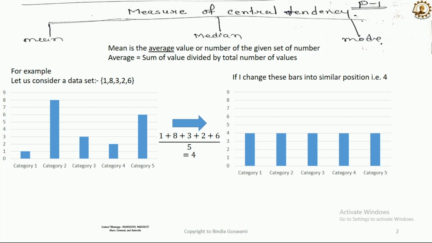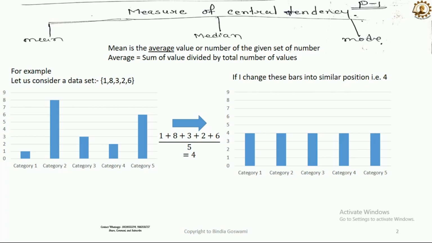Average is the sum of values divided by the total number of values. That means mean or average is used to derive the central tendency of the data in question. That means add up all numbers, then divide by how many numbers there are. Let us consider an example.